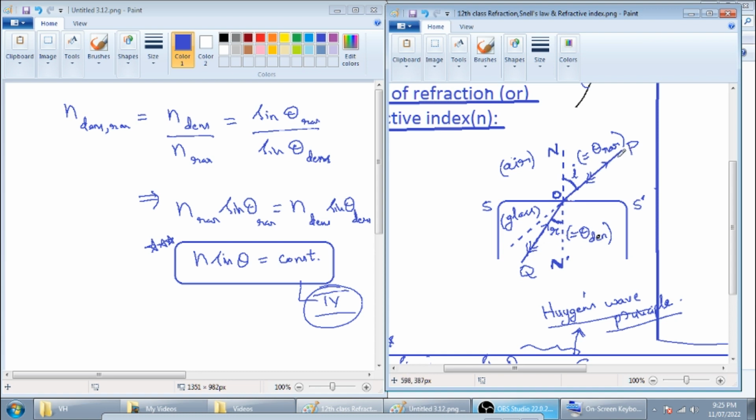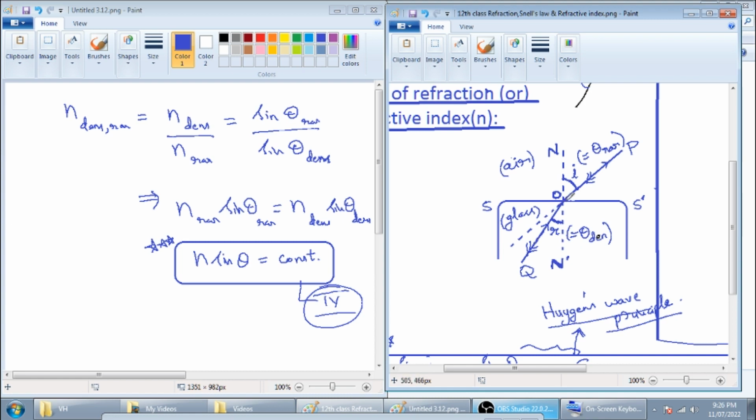So if a light ray going along path 1 is incident at a point, and after deviation, that is after refraction, it takes path 2, then if the light ray starts along path 2 in the reverse direction, it again retraces path 1 in the exactly opposite direction. This is simply called the principle of reversibility of light. We get this principle directly as a consequence of Snell's law of refraction.